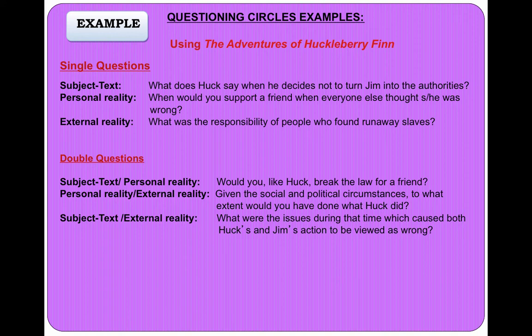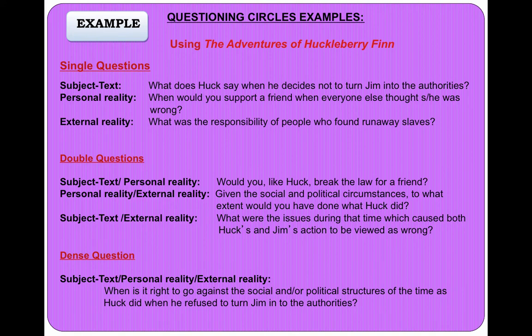Would you, like Huck, break the law for a friend? Personal reality, external reality. Given the social and political circumstances, to what extent would you have done what Huck did? Subject text, external reality. What were the issues during that time which caused both Huck's and Jim's action to be viewed as wrong? Dense question, subject text, personal reality, and external reality. When is it right to go against the social and/or political structures of the time, as Huck did when he refused to turn Jim into the authorities?